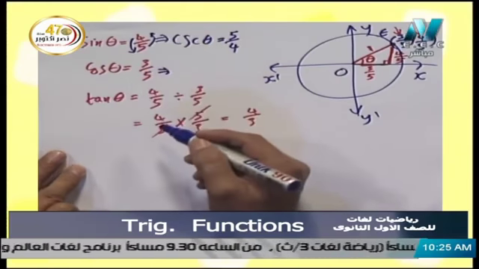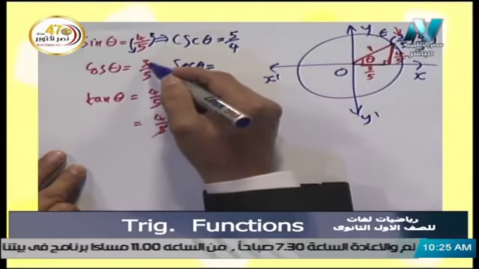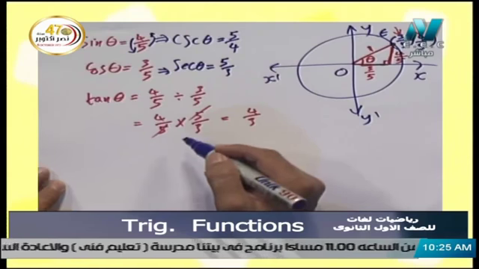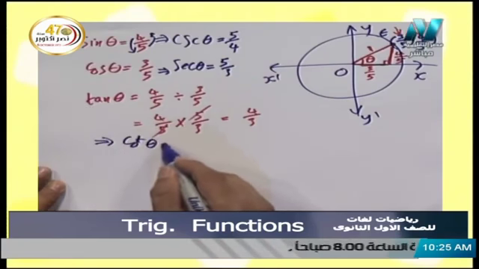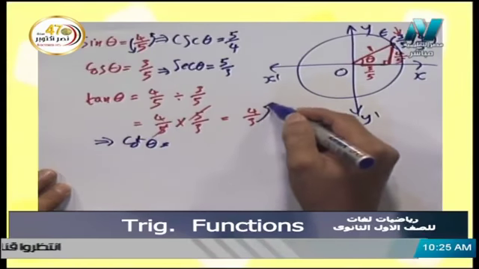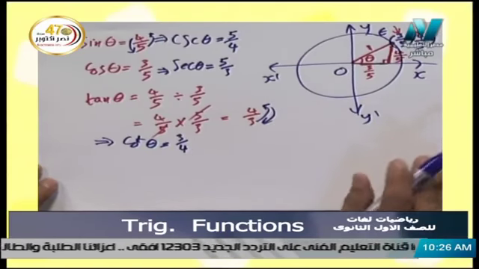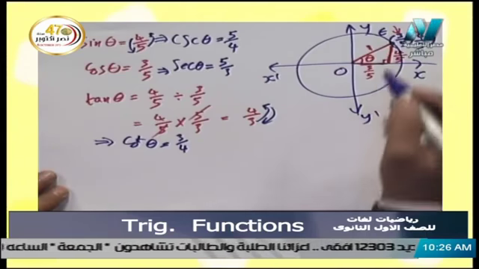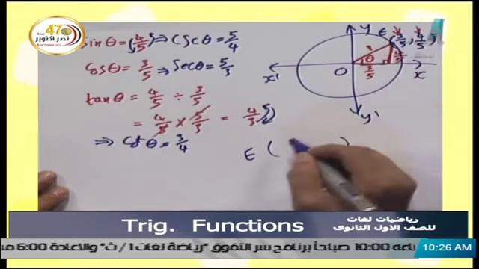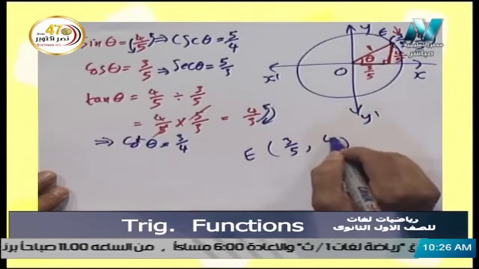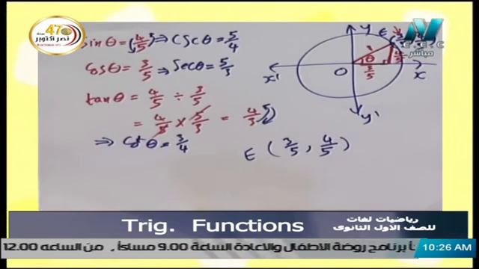The reciprocal of cosine theta is sec. Keep with me, my dear students. Sec theta equals 5 over 3. The reciprocal of tan theta here will be cotan theta, and it will be 3 over 4. Okay, so we have a point on the unit circle, this point called E as an example, and it is 3 over 5 and 4 over 5. We can from this point find the trig functions.